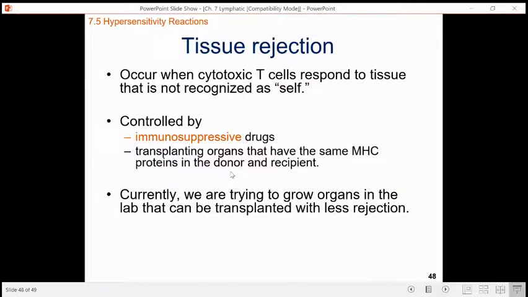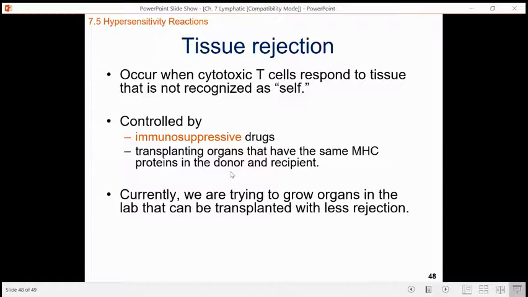Another issue that we can sometimes have with hypersensitivity is tissue rejection. It occurs when those cytotoxic T cells are responding to tissue that it's recognizing as non-self. But unfortunately, it's in a place where we have intentionally put, let's say, a kidney transplant. So we've put someone else's kidney into the body, and then the body's trying to reject it as non-self.